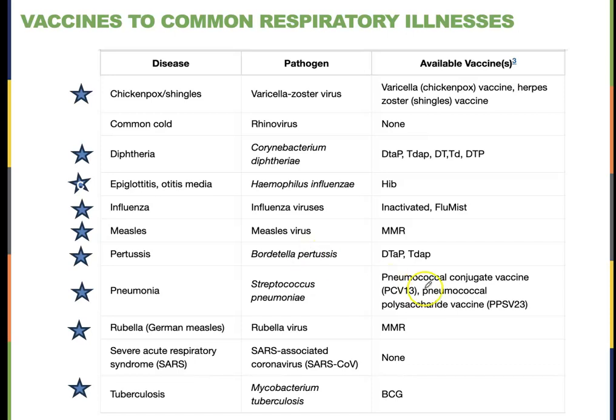Then we have the pneumonia vaccine. We have that rubella. There's no vaccine currently for severe acute respiratory syndrome, SARS. This is different than the COVID that we're experiencing. And then tuberculosis. There is a vaccine, but as mentioned in previous chapters, we don't currently vaccinate in the United States for tuberculosis because it's not common enough, and also it's not very efficacious. It doesn't work that well.